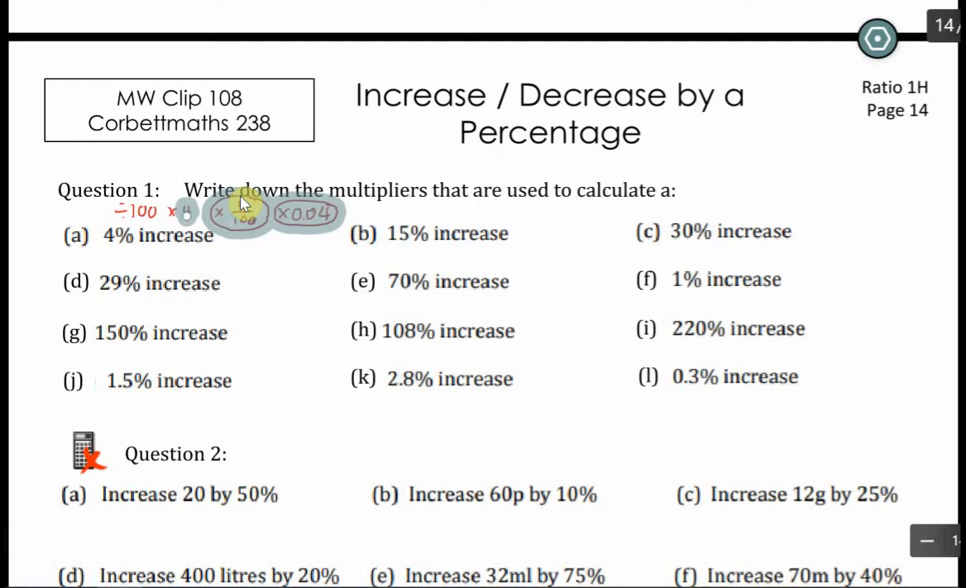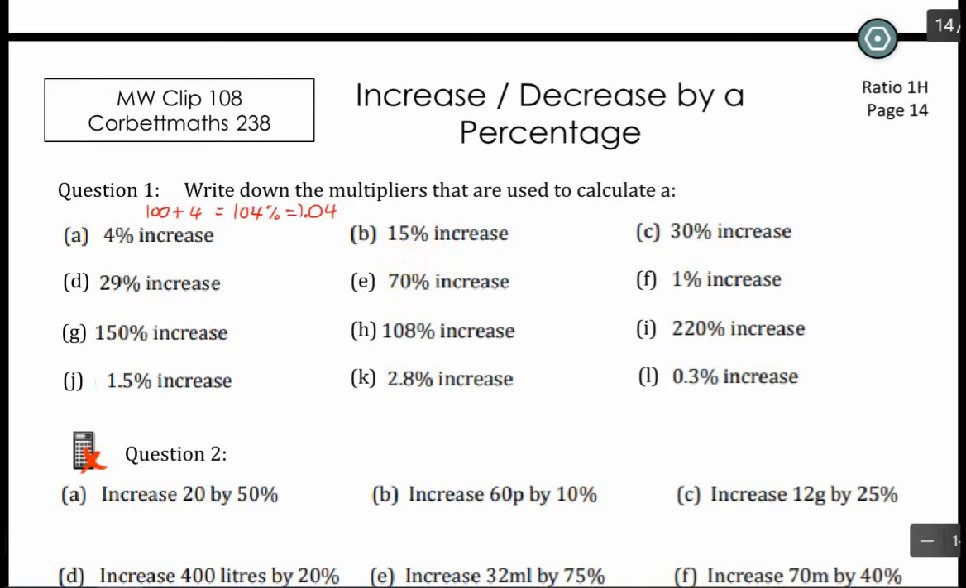The original amount is 100%. And when we add on 4%, we've now got 104%. That itself as a fraction is 104 over 100, because that's what percent means. It means per 100, and that as a decimal is 1.04. So if I want to increase something by 4%, just times it by 1.04. And that will find me 104%, and therefore I will have increased the amount by 4%.